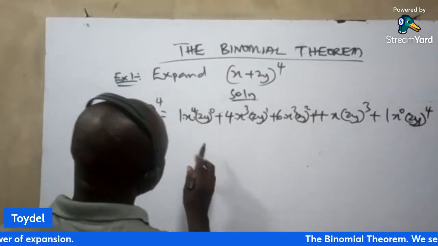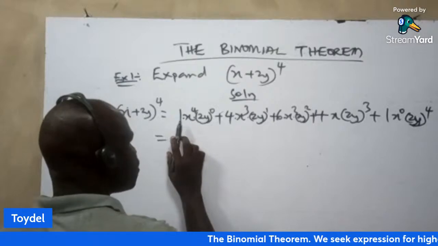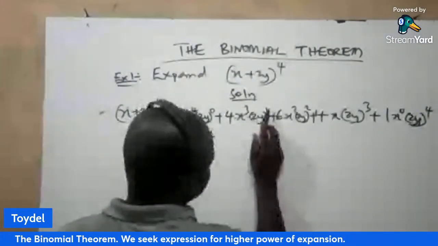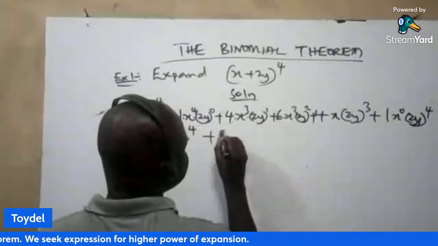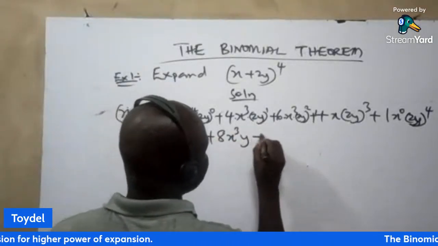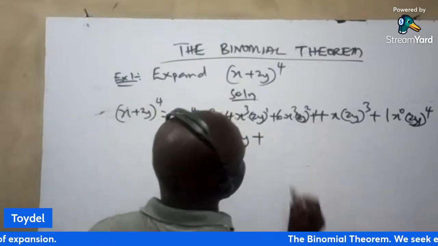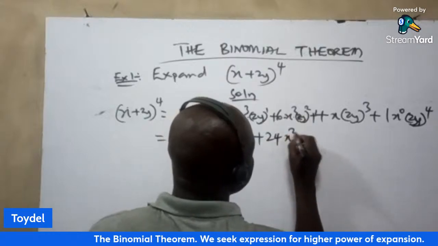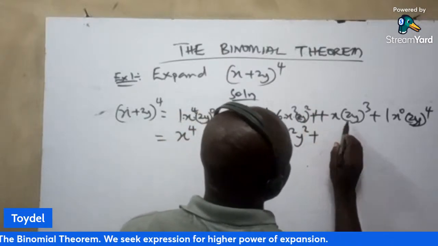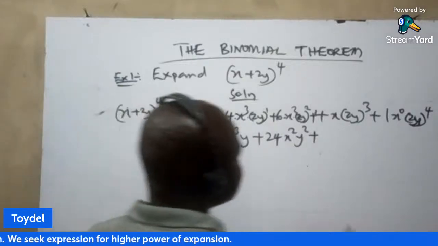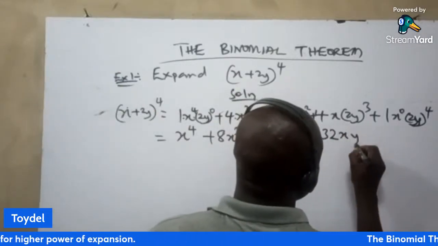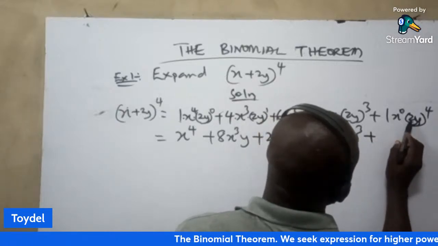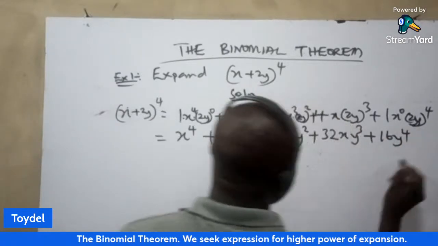From there, anything raised to power 0 is 1. So 1 times 1, 1, times x raised to power 4. Then 2y, that's 2 times 4, 8, then x cubed y, plus this is 2 squared, 2 times 2, that is 4. 4 times 6, 24, then this is x squared y squared. Then plus 2 in 3 places, 2 times 2 times 2, that's 8. 8 times 4, 32. This is x, then y cubed. Lastly, we have plus x raised to power 0 is 1, then 2 in 4 places, that's 16, y raised to power 4. And this will be the expansion.